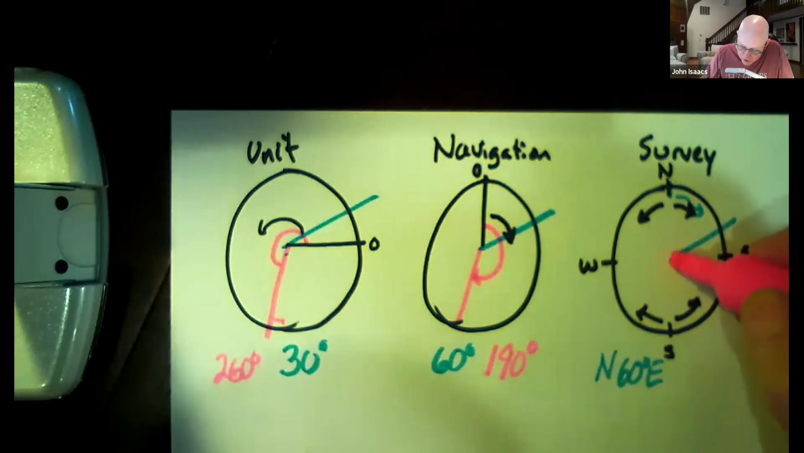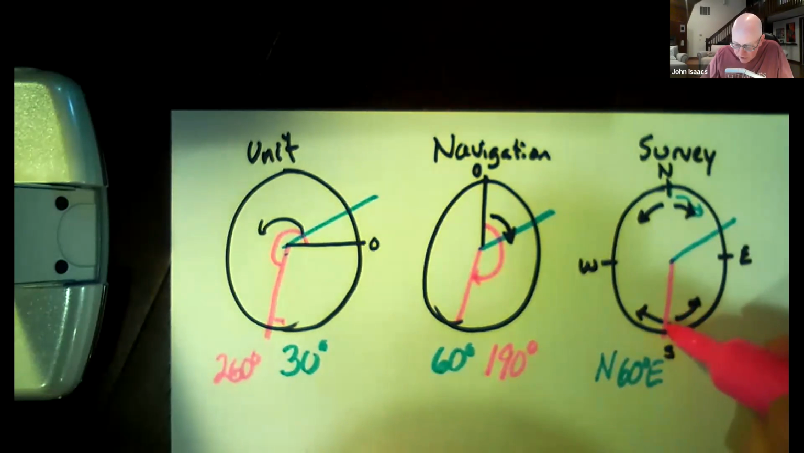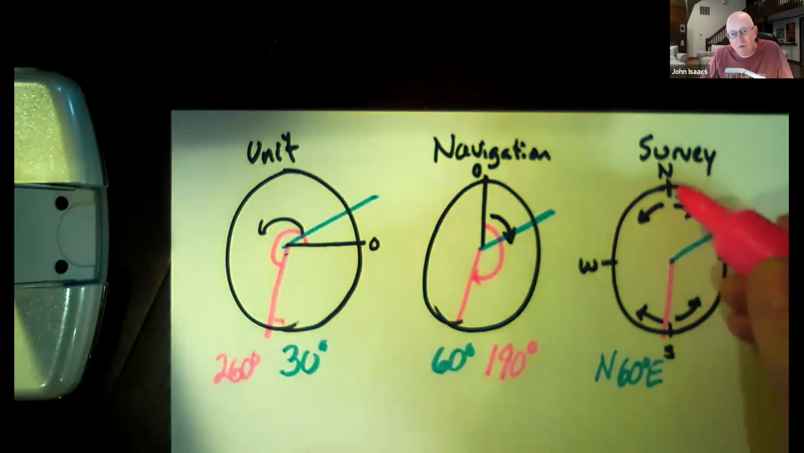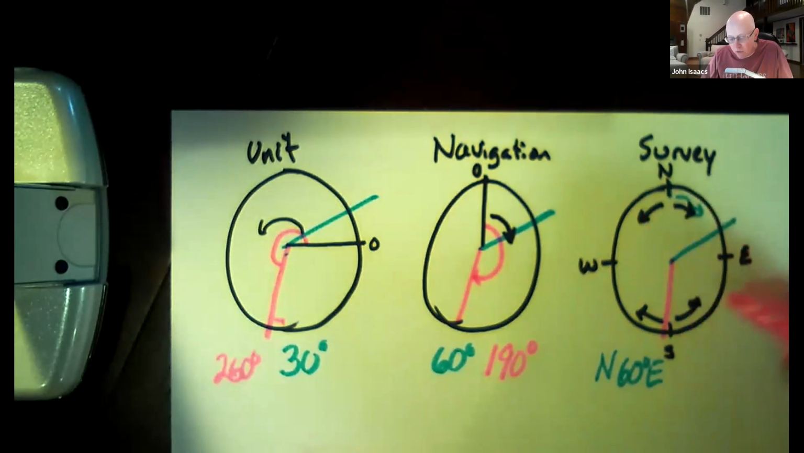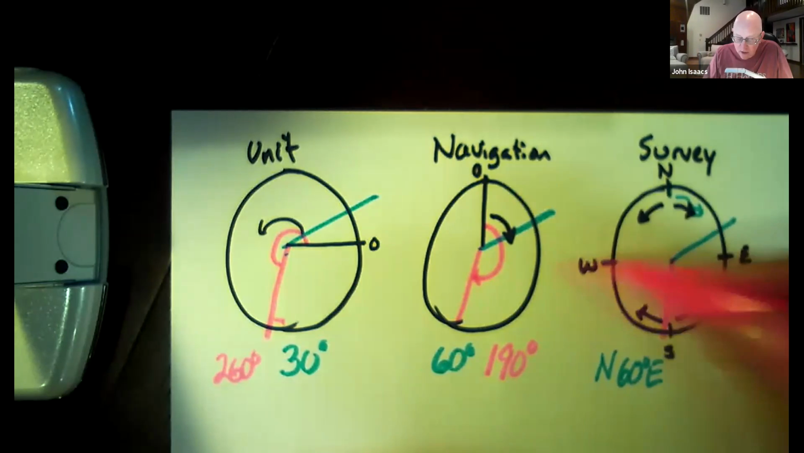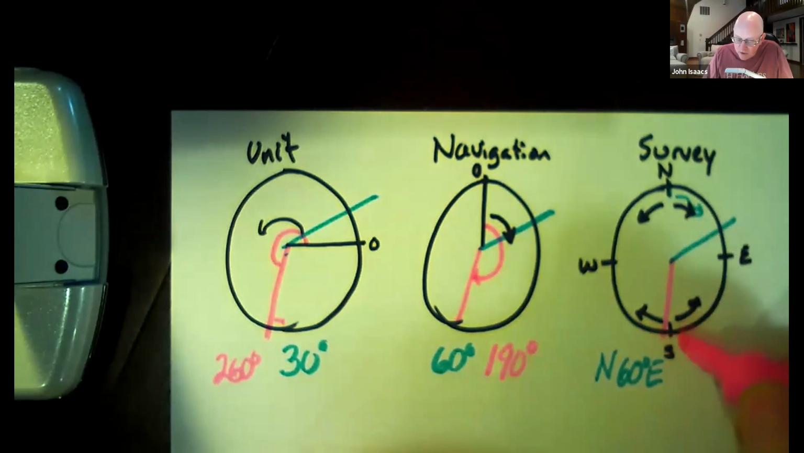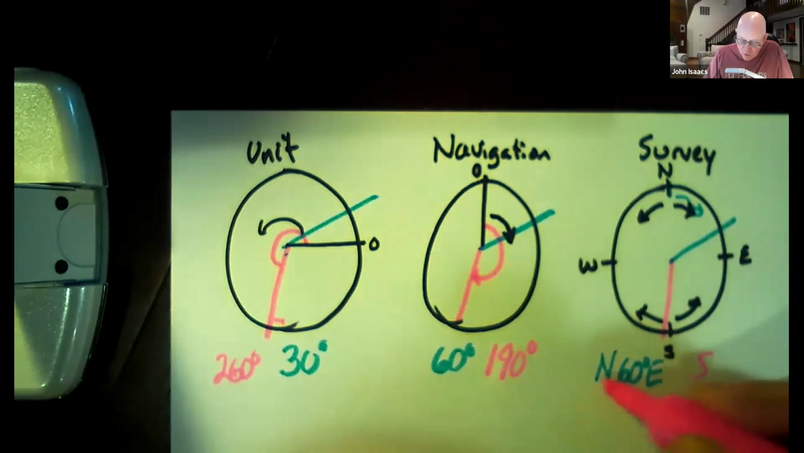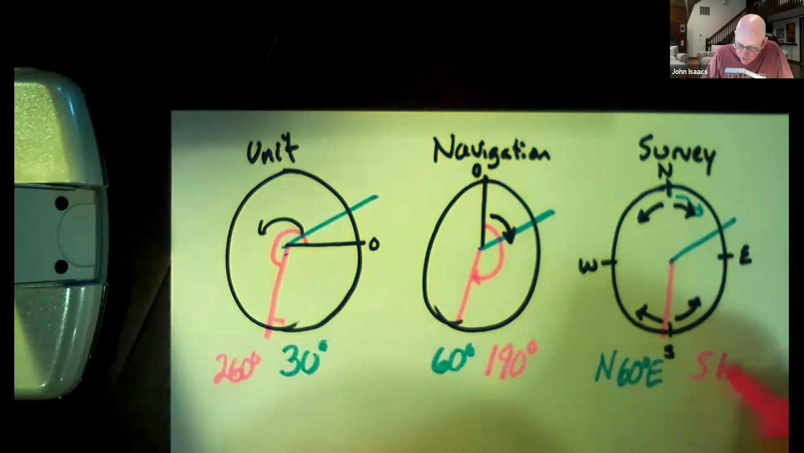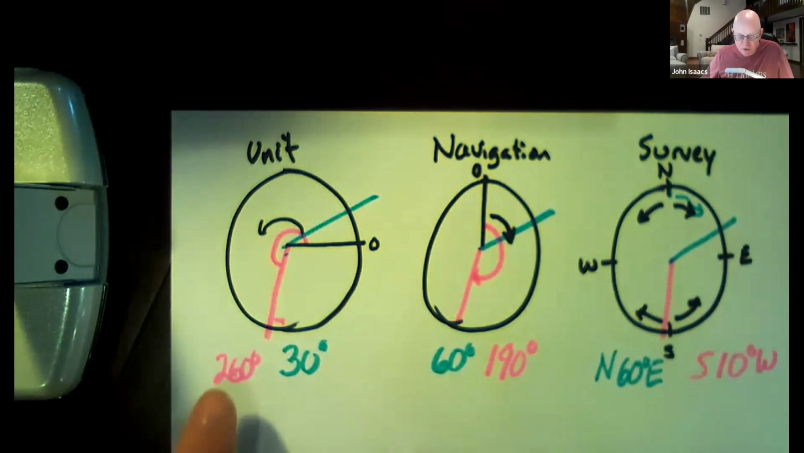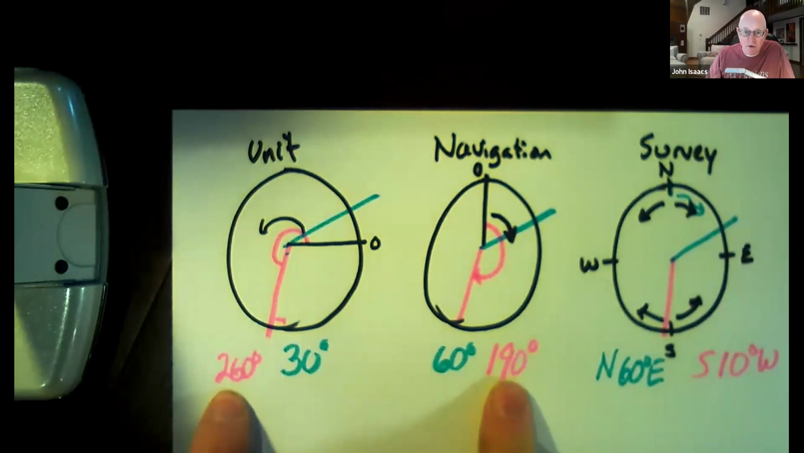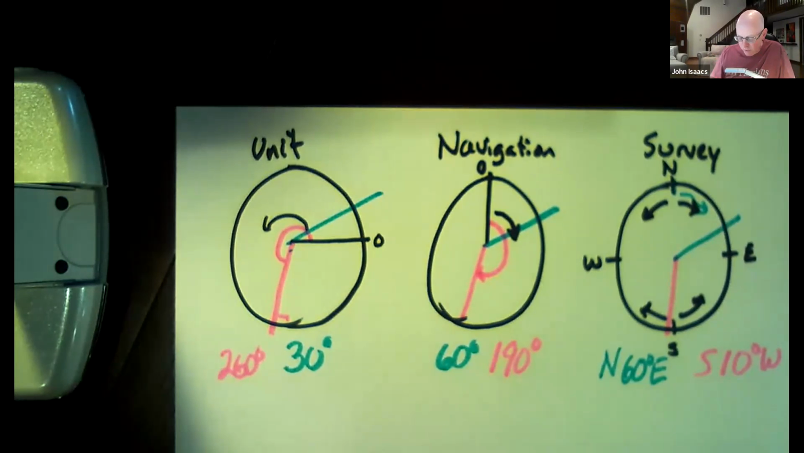So 260 on the unit circle is 190 on the nav circle. And that same location on the survey circle would be here, just a little bit off of south. So instead of going from north in a certain direction, we're going to start from south in a certain direction, because it's one of these lines that's in what we used to call quadrant 3 or quadrant 4, anything below this east-west line. We always do south or north first. We're going to go from south 10 degrees towards the west. All right. So 260 on the unit circle is 190 degrees on the navigation circle, is south 10 degrees west on the survey circle. Let's do one more.